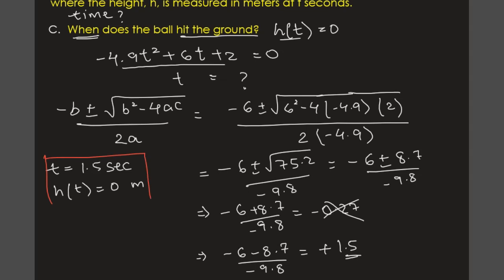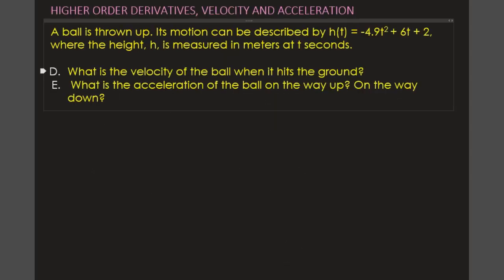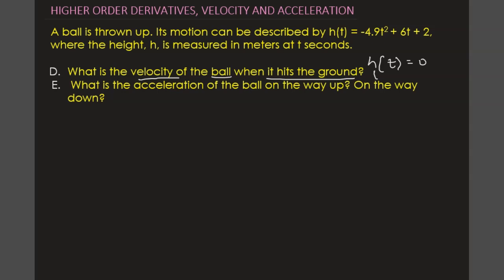This is our final answer. The next part of the question wants us to find out the velocity of the ball when it hits the ground. Hitting the ground means height is 0, and from here we have also found out that it hits the ground at time equal to 1.5 seconds. That was our previous answer.